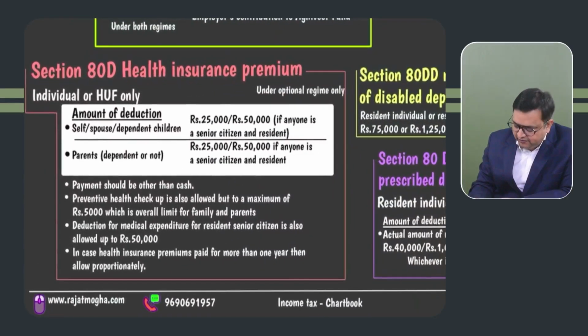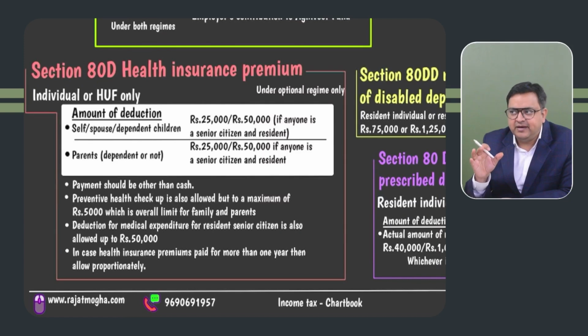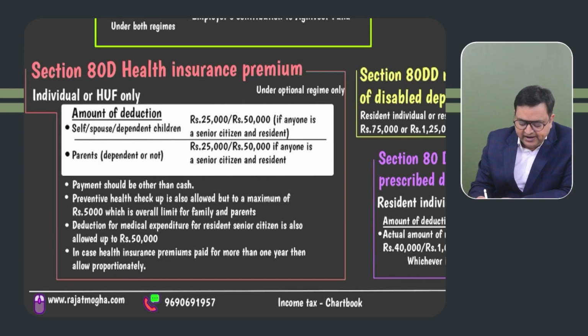80D, always one of the favorite for the examiner, 80D. This deduction is available to individual or HUF if they are paying for health insurance. Health insurance, Mediclaim insurance, accidental insurance, within the same thing. So it is available under 80D, and also preventive health checkup. I'll be talking about preventive health checkup within a few minutes. So first of all, 80D is health insurance premium. Again, only under optional regime. It is not available under default regime.